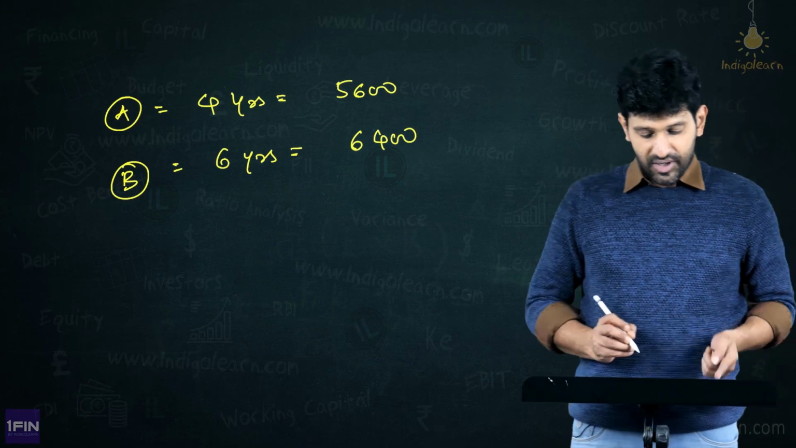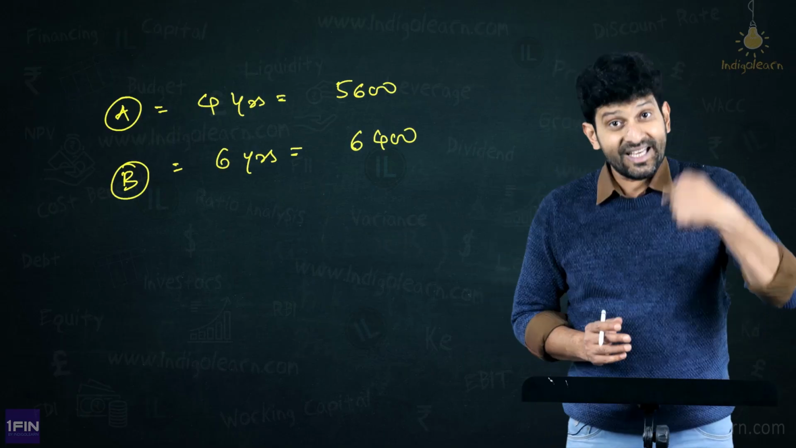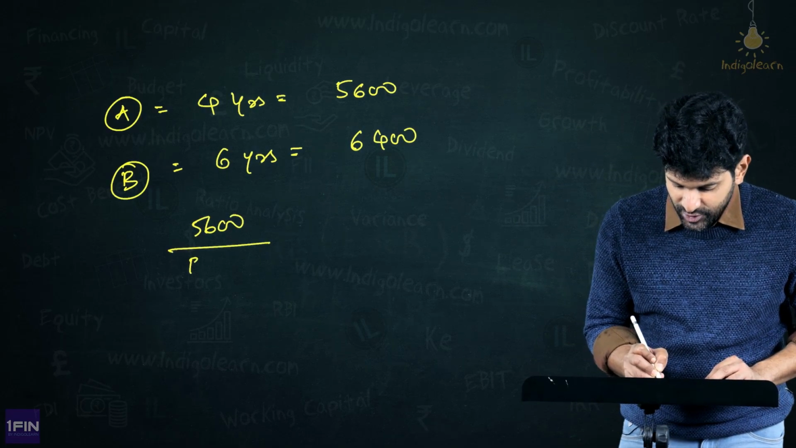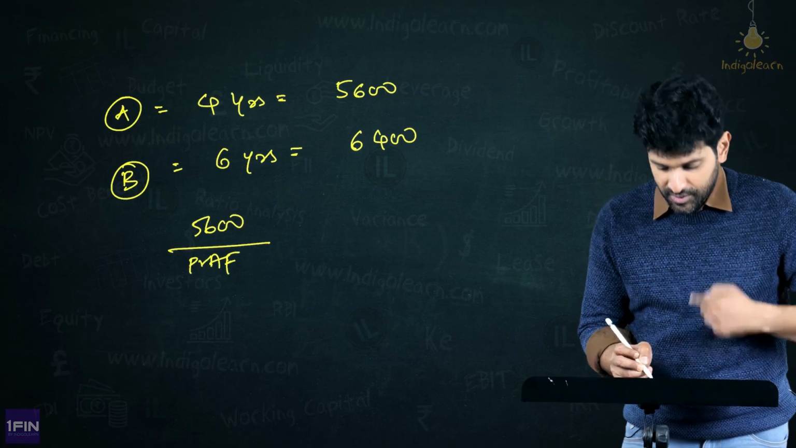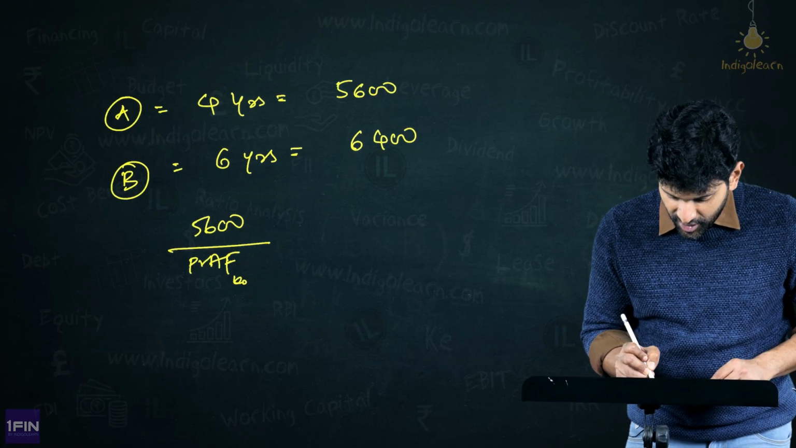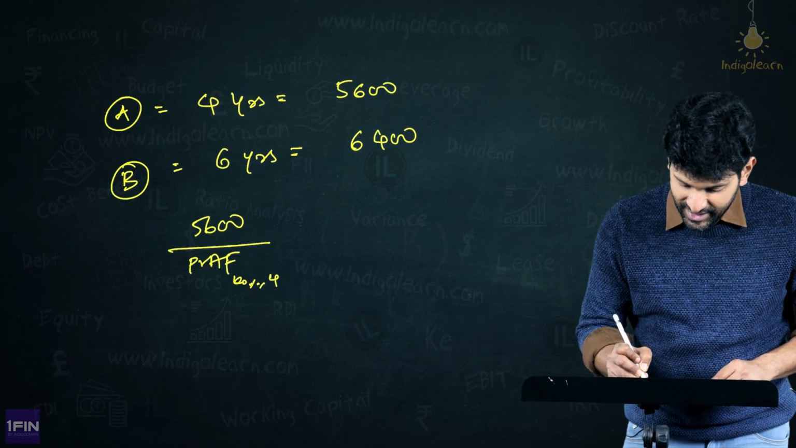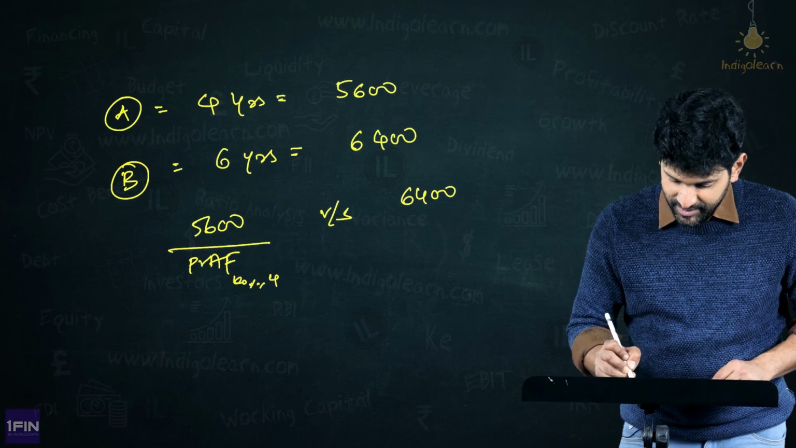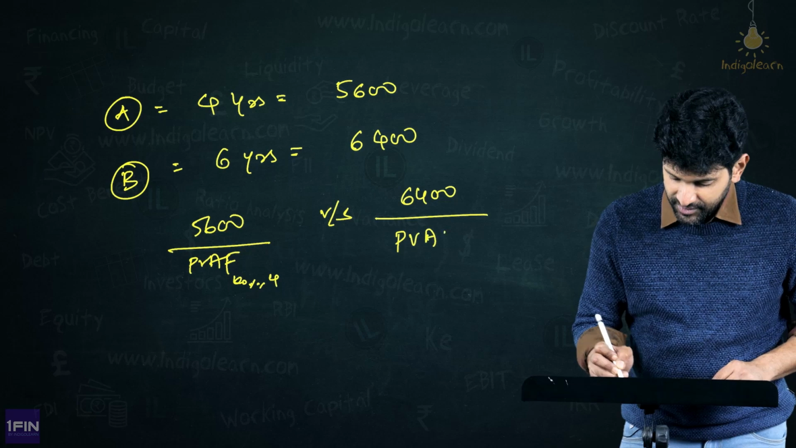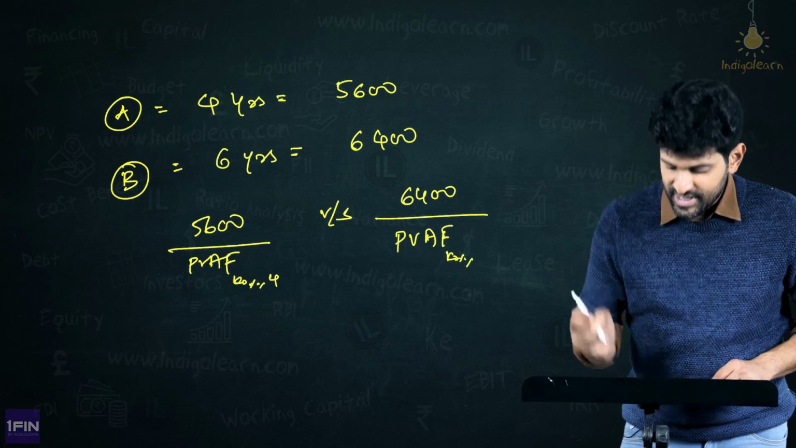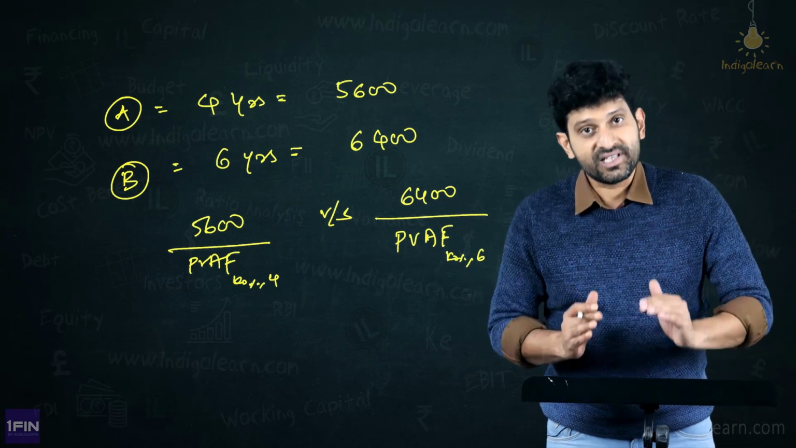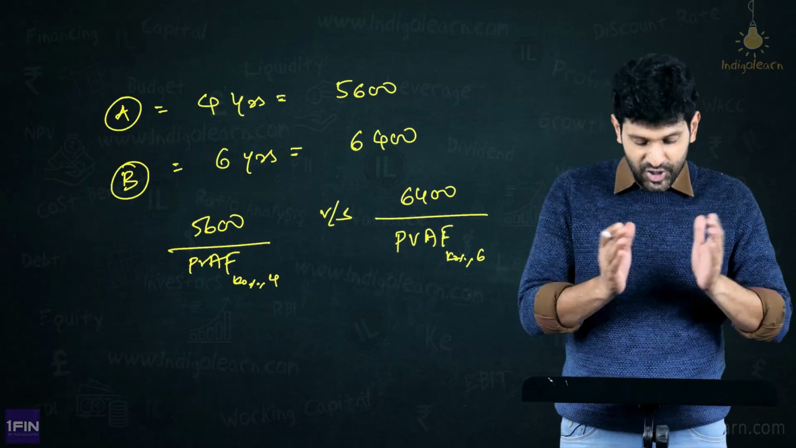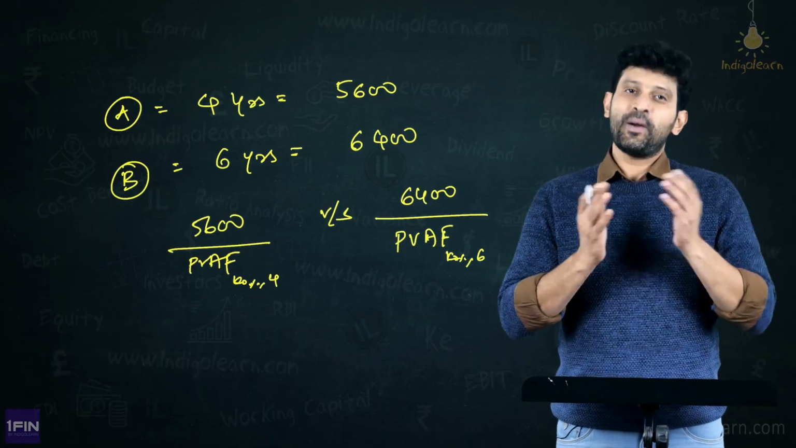Now simply don't say project B is better. To arrive at EAB for project A, you'll do 5,600 divided by the present value annuity factor of the cost of capital for 4 years. Similarly for B, that 6,400 NPV divided by the present value annuity factor of the cost of capital for 6 years. Now you compare, and whichever exhibits a higher EAB, that project is considered to be a better project. So this is the issue addressed with respect to the lives of the projects.